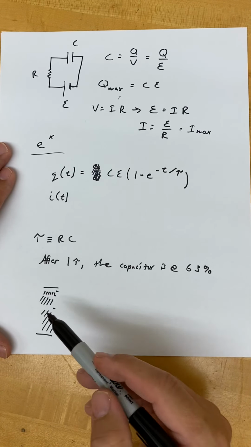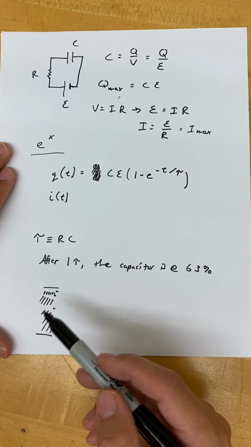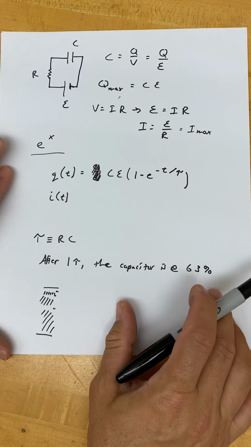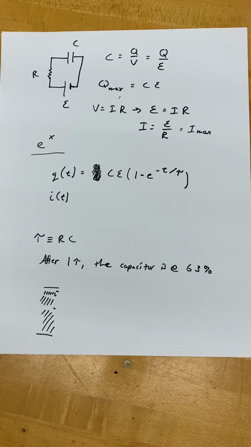Now, mathematically, of course, this never reaches full charge. We asymptotically approach the full charge. That's what exponential functions do. What we have to do then is realize that the math is just describing the physical process, and it's describing it continuously.